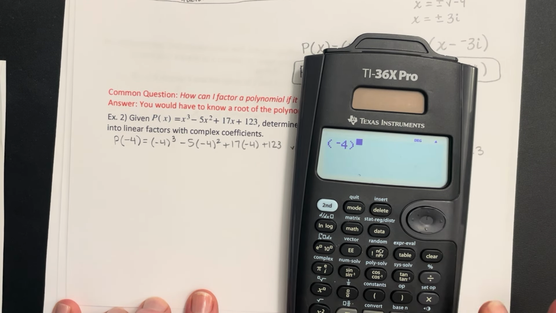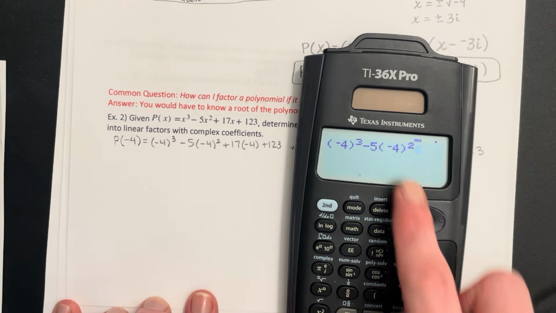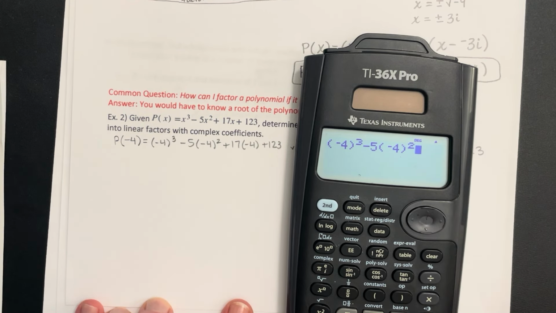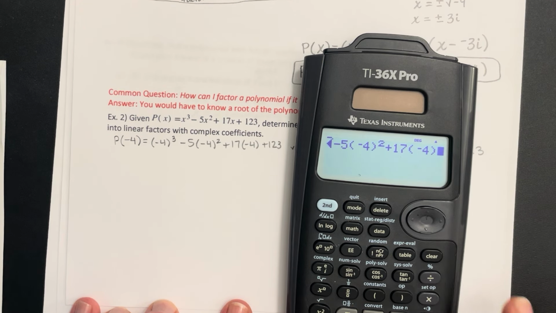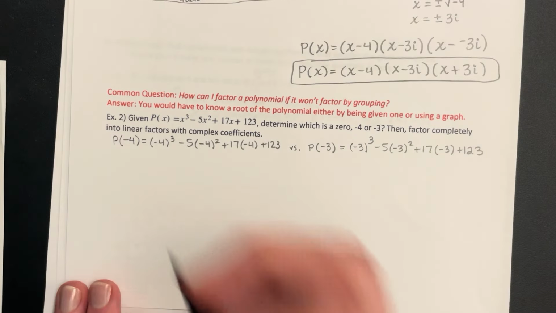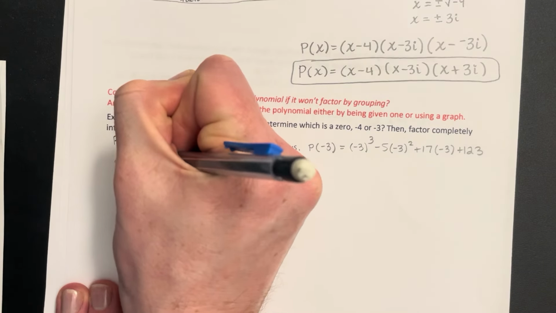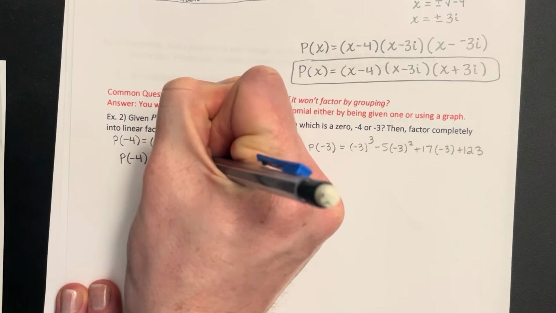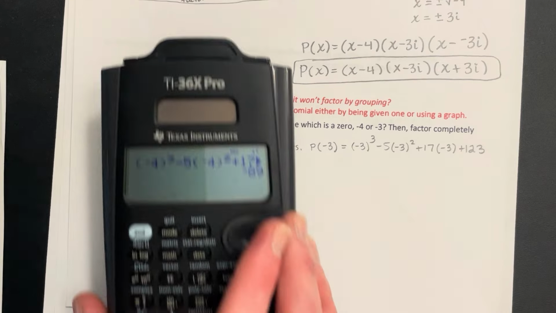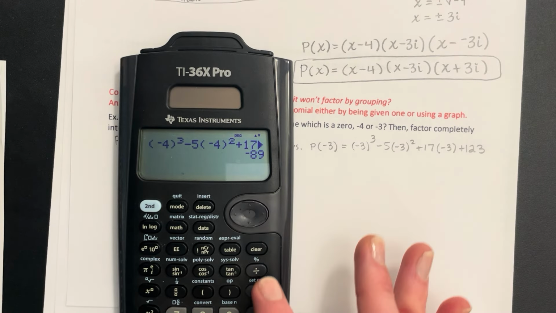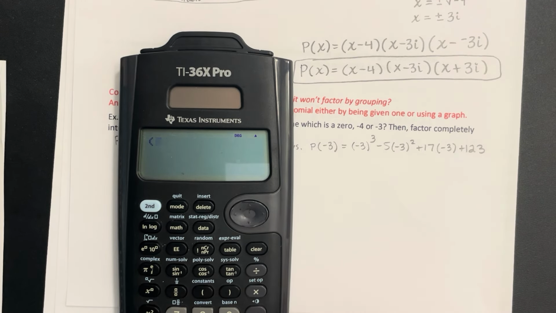Remember to put the parentheses around your value when you're plugging this in, especially when we're doing that negative 4 squared part. So when I plug in negative 4, I got negative 89. That tells me automatically that negative 4 is not one of the zeros. But we better check negative 3 because I could have made a mistake in typing this in, or maybe neither one of them is a 0 and then we're kind of stuck.